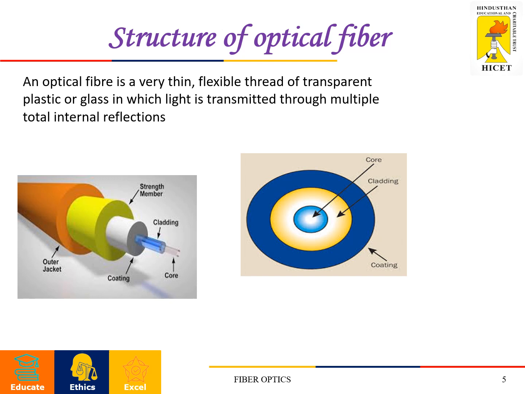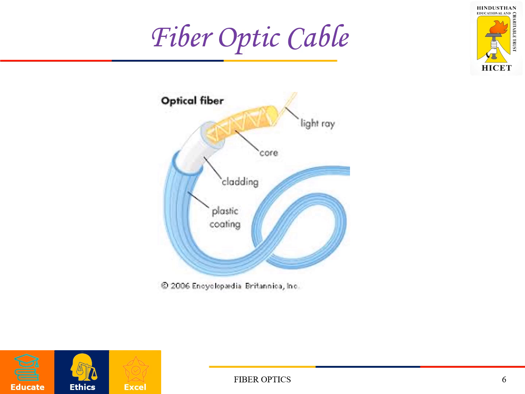Structure of an optical fiber. An optical fiber is a very thin, flexible thread of transparent plastic or glass in which light is transmitted through multiple total internal reflections. The diagrams depict the parts of an optical fiber. It has a central core surrounded by a cladding, which is surrounded by a strengthening membrane and an outer jacket. This is a fiber optic cable where the core is surrounded by plastic cladding, and these two are protected inside a plastic coating, and there is a light ray which propagates through the core.